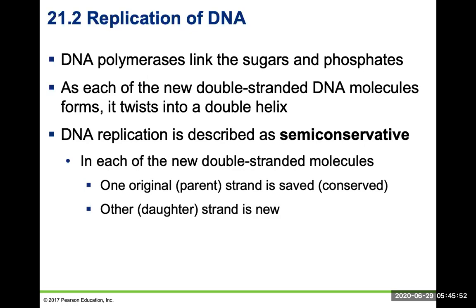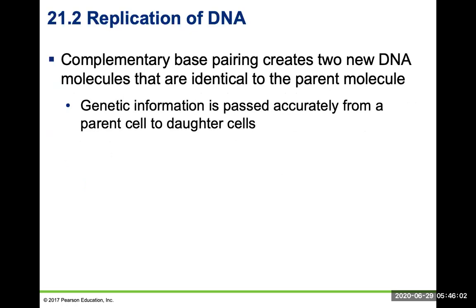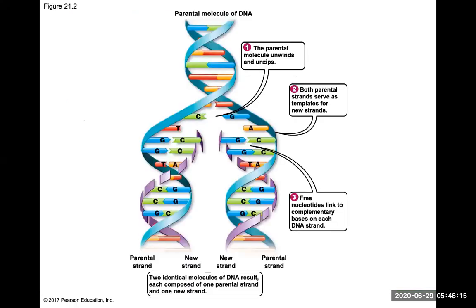double helix. So we call this semi-conservative because in each of the new double-stranded molecules, one original parent strand is saved and is attached to a new daughter strand. Complementary base pairing creates two new DNA molecules that are identical to the parent molecule. And this is how genetic information gets passed down from parent cell to daughter cells. And you can see that here. Here's the parent molecule unwinding and a new daughter strand forming.